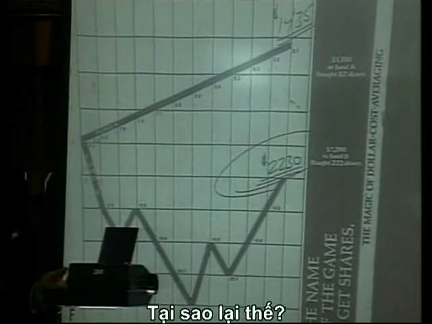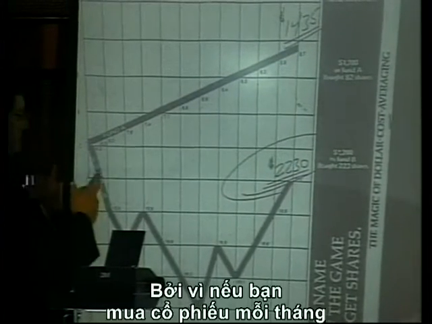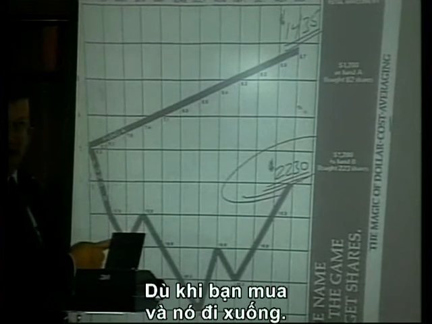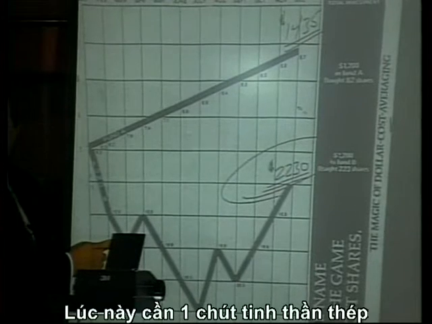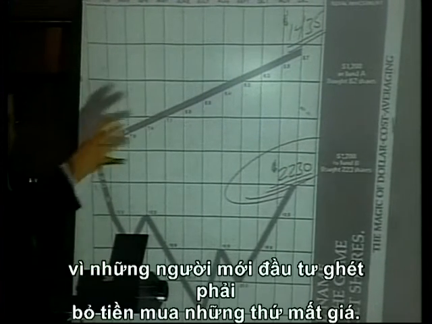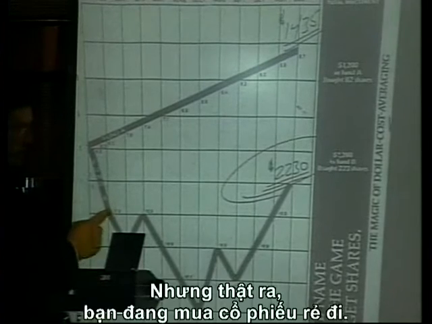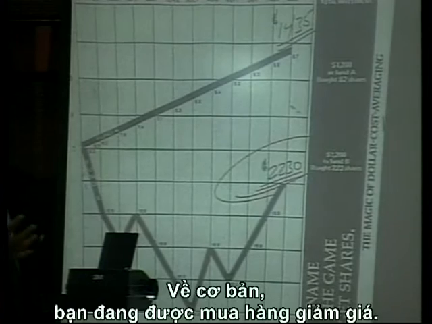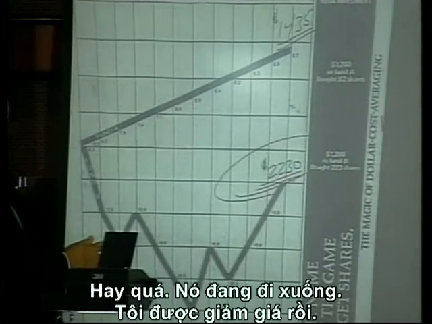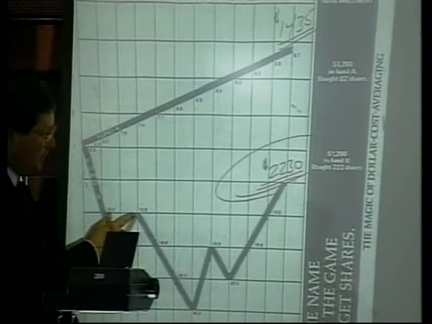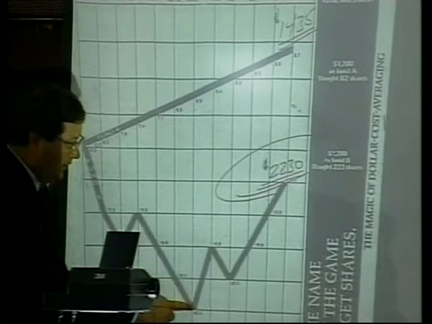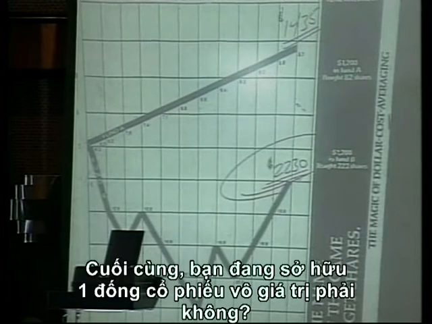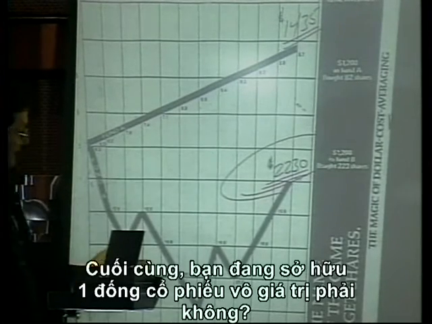Now, why is that? Because if you buy every single month, even if it's going down, and this is where it takes nerves of steel, because beginners hate to put their money in something that's going down in value, what you're doing is buying those stock funds cheaper. You're getting discounts on them. Woo, good, it's going down. I'm getting discounts! Oh, now this is kind of scary, because maybe it'll go down to zero. Then you'll end up with a lot of really worthless stock, won't you?